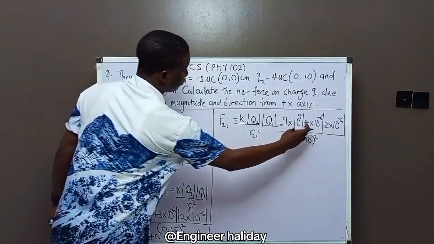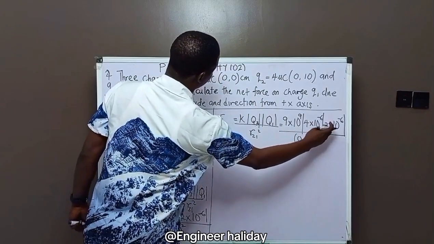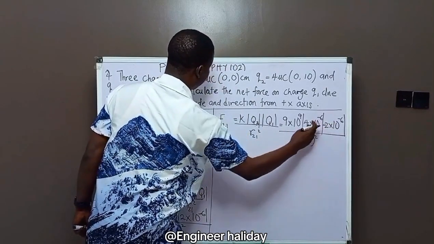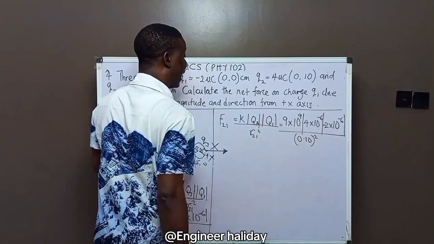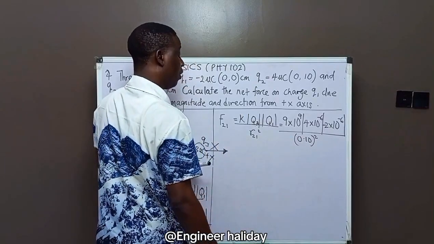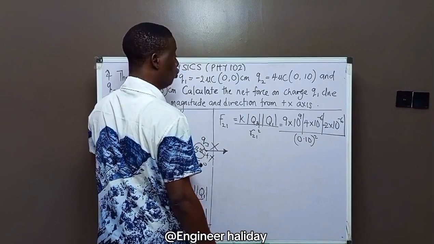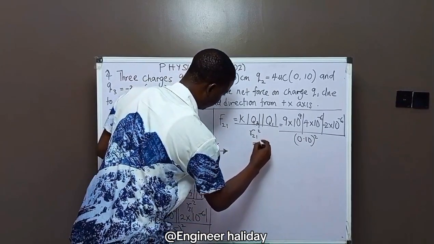Now what do we do? 4 times 2 is what? Minus will go out because of the absolute. 4 times 2 is 8. 8 times 9 is 72. 72 divided by 1 times 10 to the power minus 2, or minus 2, will give us 7.2.